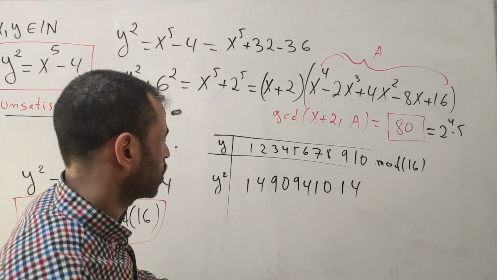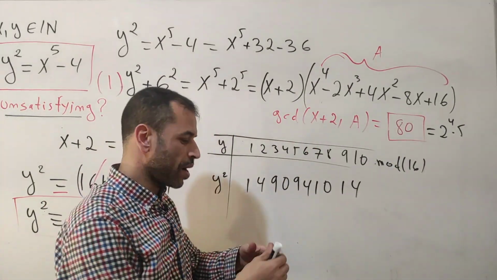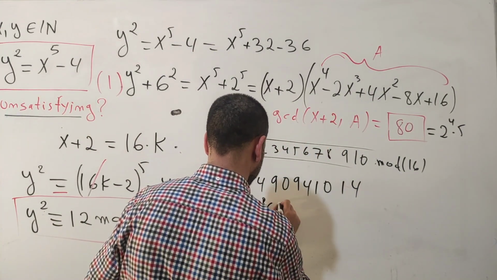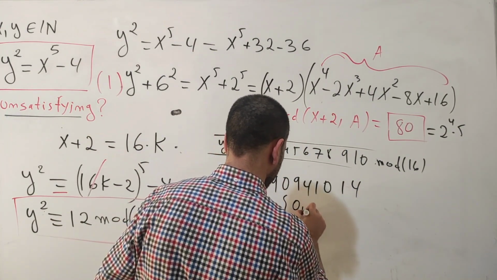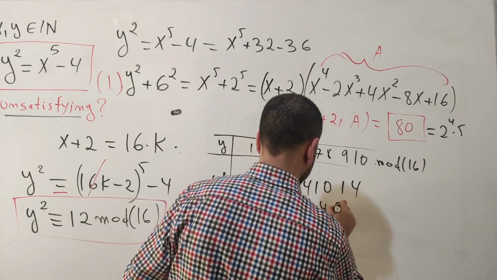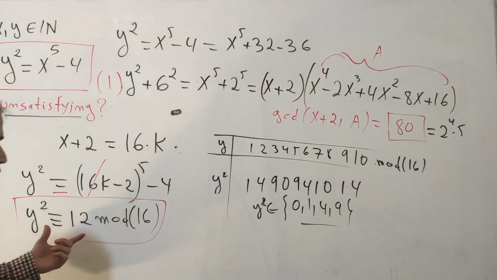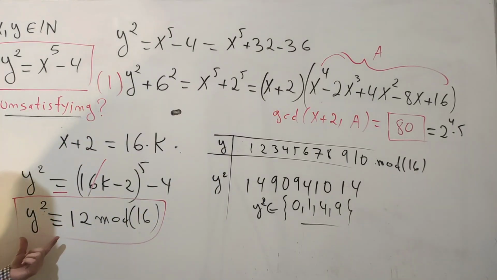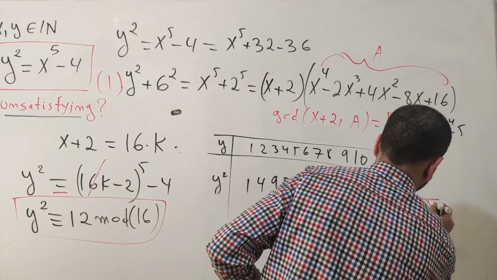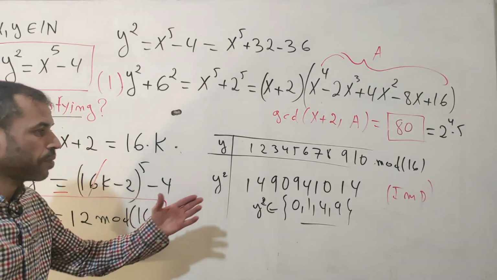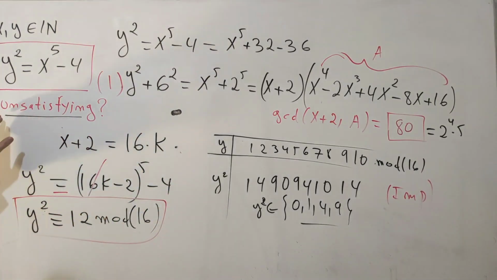If you take a look here, we have a kind of pattern, which means y squared belongs to this set: 0, 1, 4 and 9 only. But we have an absence of 12 as a remainder here. It's clearly a contradiction. It's impossible. We have proven by using two methods that this equation doesn't accept any solution.